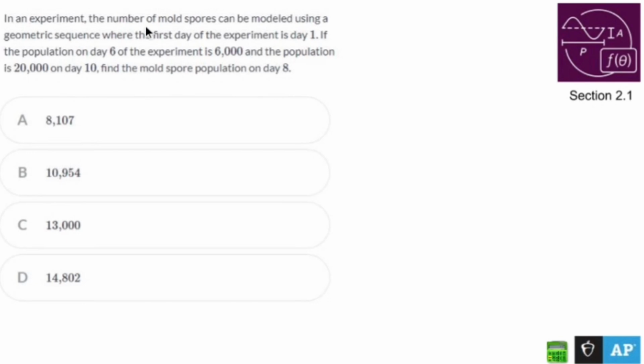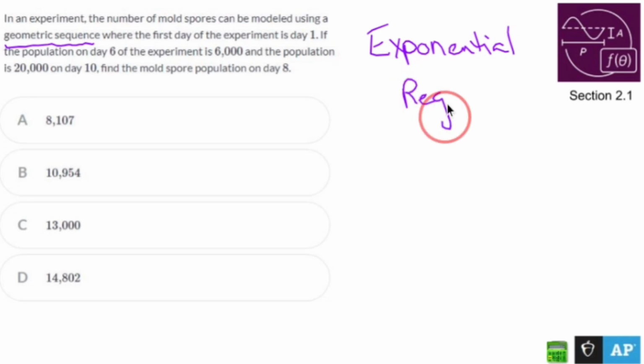In an experiment, the number of mold spores can be modeled using a geometric sequence. Very interesting. Where the first day of the experiment is day 1. If the population on day 6 of the experiment is 6,000 and the population is 20,000 on day 10, find the mold spore population on day 8. So since this is a calculator problem, we're going to use exponential regression. Once we find exponential regression, we should be able to take that equation and plug in 8 to find our total population. So let's step to the side and do that.